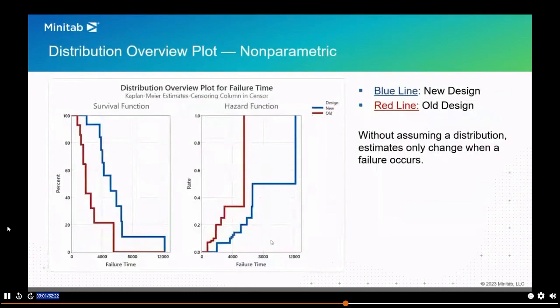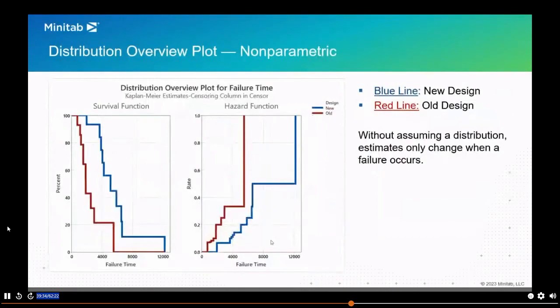We can get a reliability function and a hazard function that look very similar to what we had when we used a Weibull distribution. The difference is when we don't use a distribution, we only get estimates where failures actually occur. And so our survival function will no longer be a nice smooth curve. It'll be a step function, right? And we can only estimate the reliability where we actually saw data. Same thing with the hazard.